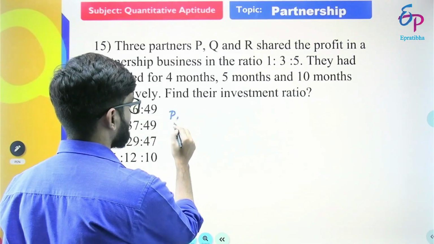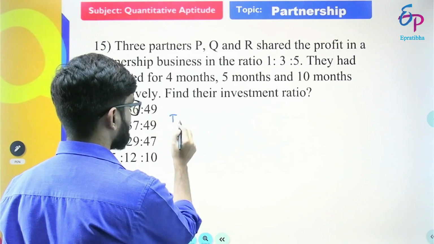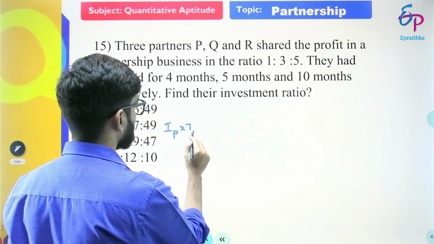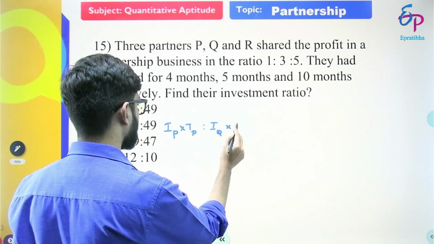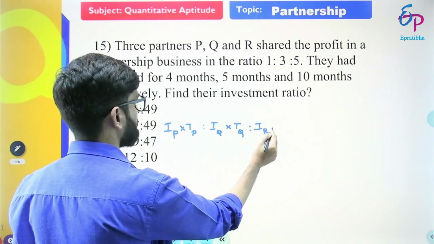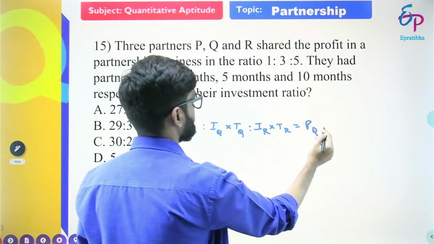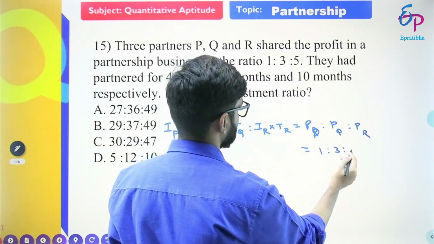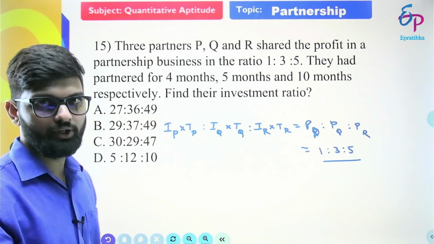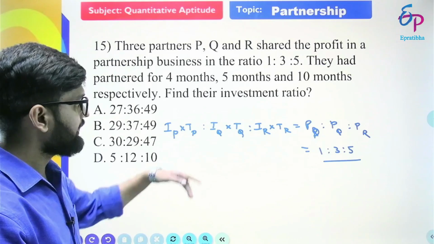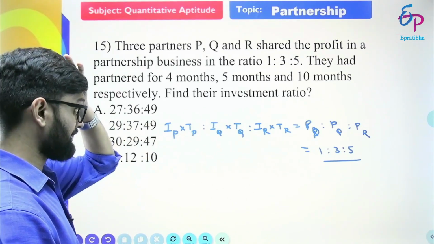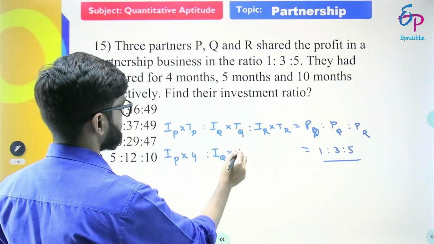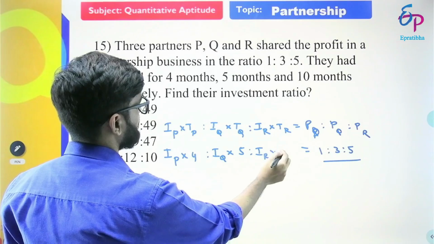P, Q, R, what is the formula? Profit of P is to profit of Q is to profit of R equals investment of P into time period of P is to investment of Q into time period of Q is to investment of R into time period of R. This we know to be 1:3:5. Generally they will give investment and time period and ask you to find the profit ratio, but in this case they have given profit and time period. The time periods are 4 months, 5 months and 10 months.